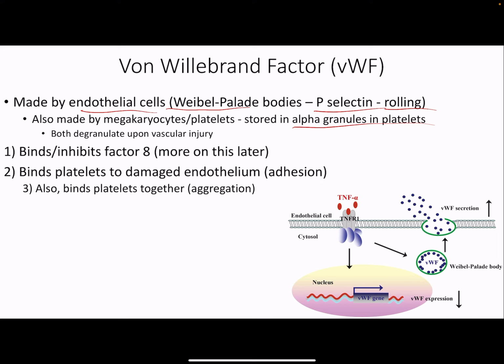And they are going to degranulate upon vascular injury, spilling this von Willebrand factor into the vessels. Von Willebrand factor binds factor VIII, more on this later, but it also binds to platelets and to the damaged endothelium. This is effectively the adhesion process. Later down the road, we'll also see it play a role in platelet aggregation. So it does a lot of different things. It's a really important player in hematology.